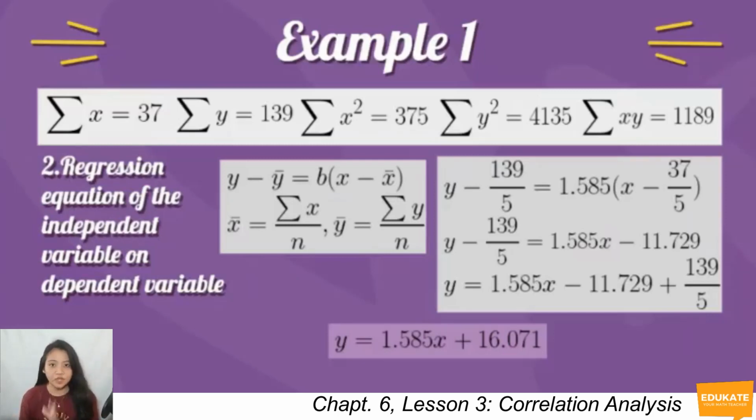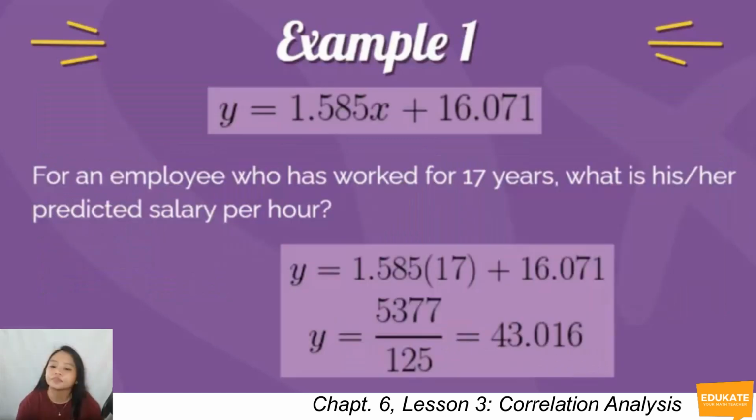Next, it's going to be equals, distribute mo yung value na 1.585. Meaning, i-multiply mo sa bawat values ng second mo. That's going to be 1.585 times x minus 11.729, which will result to a given regression equation of y equals 1.585x plus 16.071. So you have there your regression equation, y equals 1.585x plus 16.071.